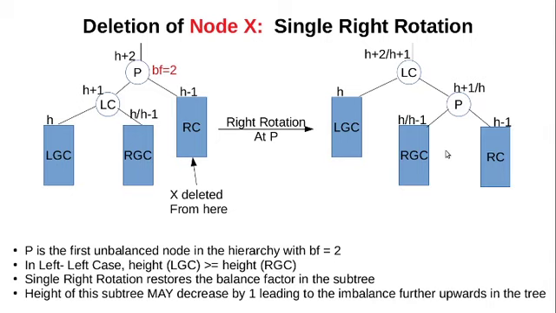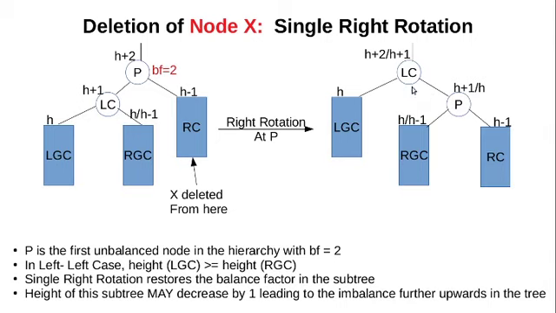As earlier, the height of LGC is h. The height of RGC is either h or h minus 1, and the height of RC is h minus 1. After the rotation, the new children of P are RGC and RC. The height of RGC is h or h minus 1, whereas the height of RC is h minus 1. Hence, the height of P is either h plus 1 or h, and its balance factor is either 0 or 1.